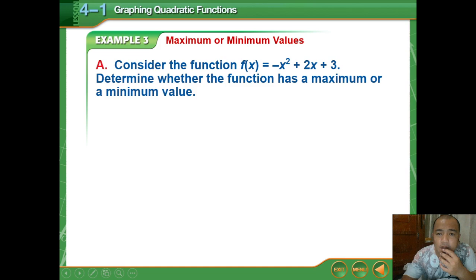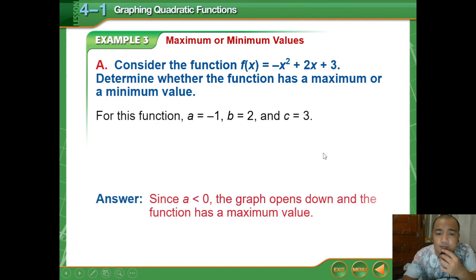Consider the function f of x equals negative x squared plus 2x plus 3. Determine whether the function has a maximum or minimum value. If a is negative, the parabola opens downward, so it has a maximum value.